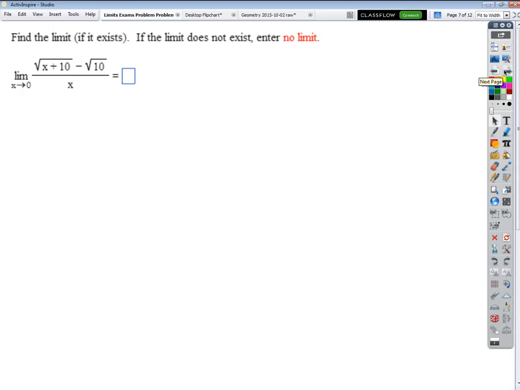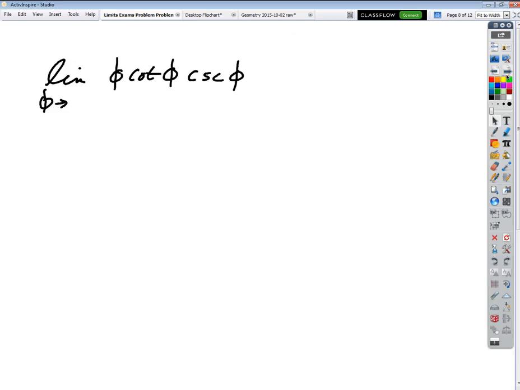This one, I'm not going to go through the whole thing. What's the trick? You multiply the top and bottom by the square root of x plus 10 plus the square root of 10. You multiply top and bottom by the conjugate expressions, and it'll work out if you do that. It's guaranteed to work out. There are good examples to look at.